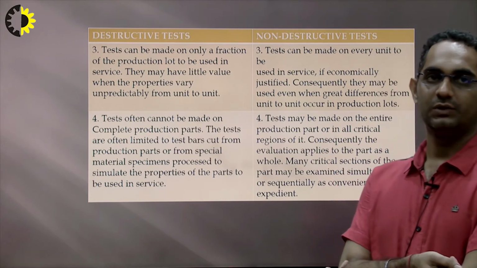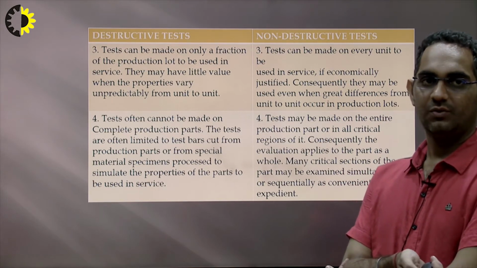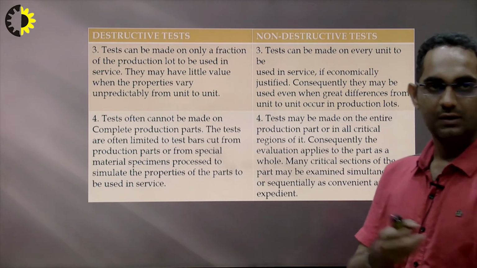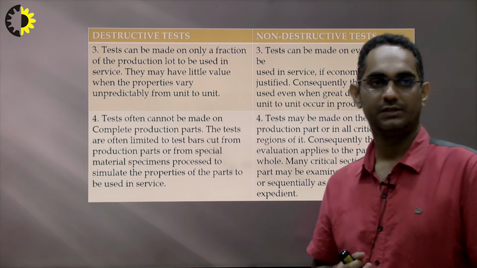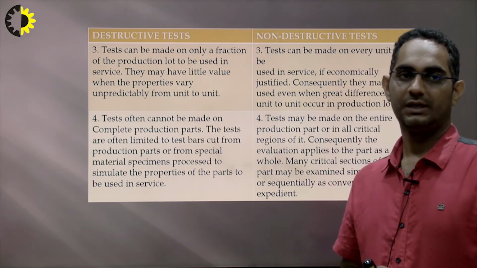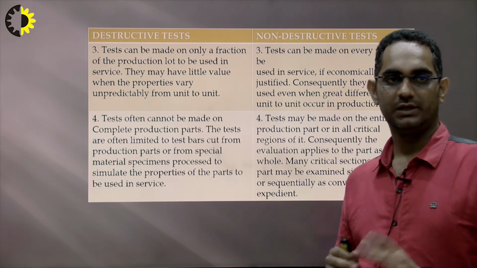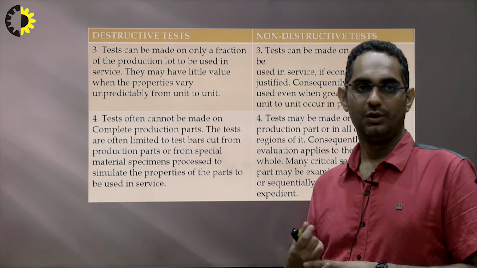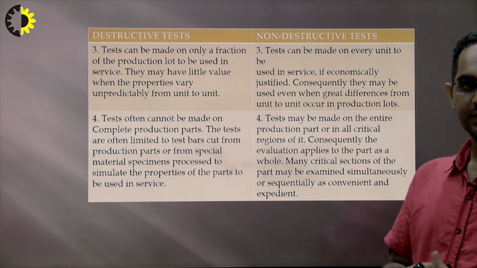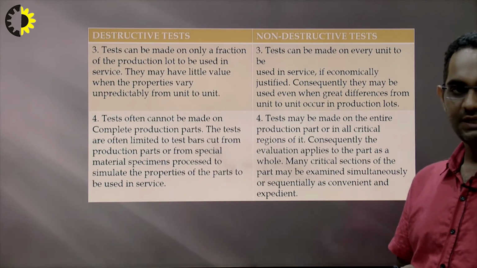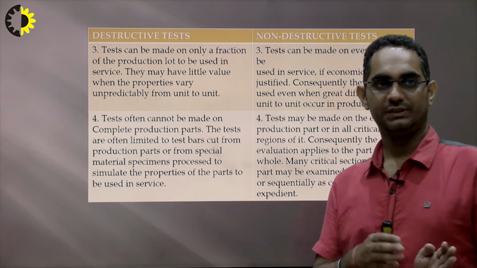Then next is the non-destructive test. Non-destructive tests may be made on the entire production part or in all critical regions of it. Consequently the evaluation applies to the part as a whole. Many critical sections of the part may be examined simultaneously or sequentially as convenient and expedient. So this is the non-destructive test.